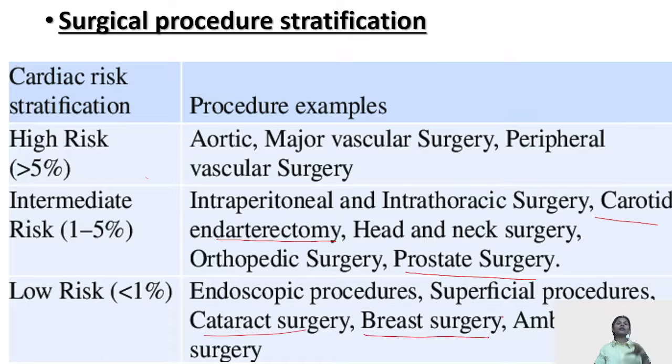I repeat, there is a risk stratification based upon which surgery the patient is going to go through, which is high, more than 5%, intermediate 1 to 5%, and low less than 1%. In high risk, we have major surgeries like vascular surgeries, whereas in intermediate, we have intraperitoneal, intrathoracic, carotid endarterectomy, prostate, and orthopedic surgeries. In low risk, we have cataracts, breast, and ambulatory surgeries.